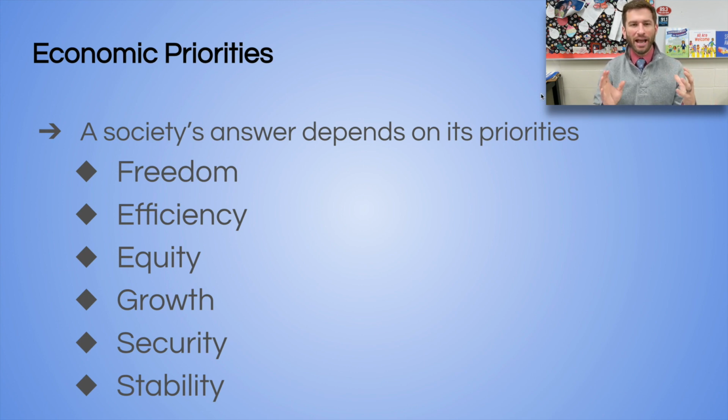We have 6 different economic priorities or 6 different economic goals: freedom, efficiency, equity, growth, security, and stability. Our mission, our task right now is going to be to get a quick overview of each of those 6 goals. As we do, I want you to think about what they mean to you. Think about which ones resonate with you, and which ones seem most important to you as an individual, because you are, of course, a part of our larger collective society.